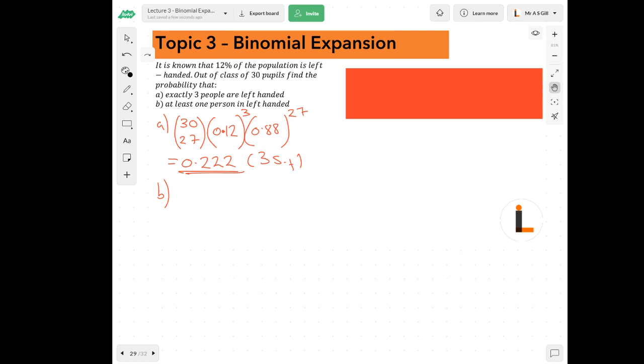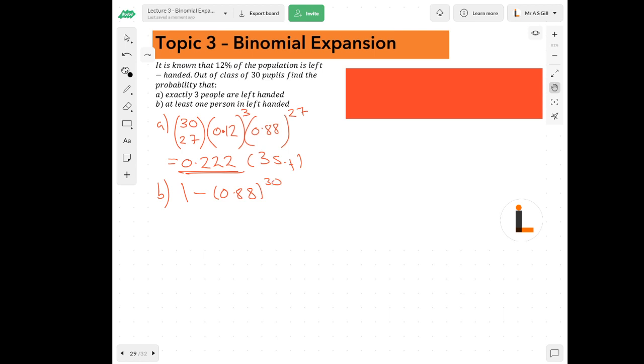So part B, it says, at least one person left-handed. We're going to think about it slightly differently and say, if at least one person is left-handed, the only outcome we don't want is that everyone is right-handed. That's the only thing we don't want. So we want this as 1, the total probability is always 1, minus the probability that every single person is right-handed. And that is simply 0.88 to the power of 30.